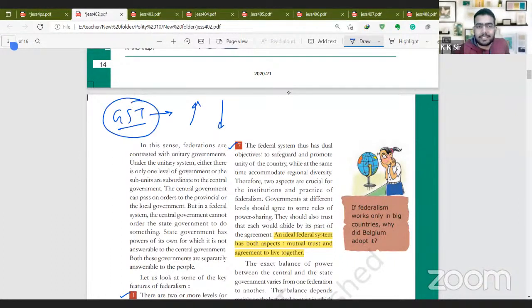Goods and services tax. फेडरलिज्म इंक्रीज हो गया या फेडरलिज्म डिक्रीज हो गया? रिड्यूस्ड हो गया, क्योंकि जीएसटी क्या बोलता है कि ऑल द टैक्सेस will be collected by the center. It gives center a lot of power on taxation methods.